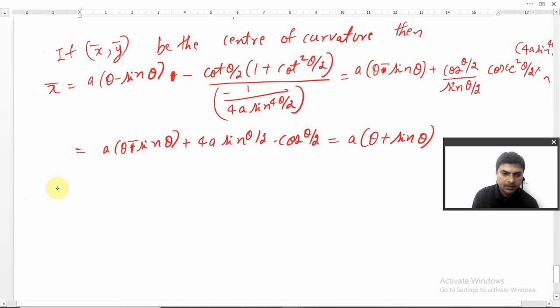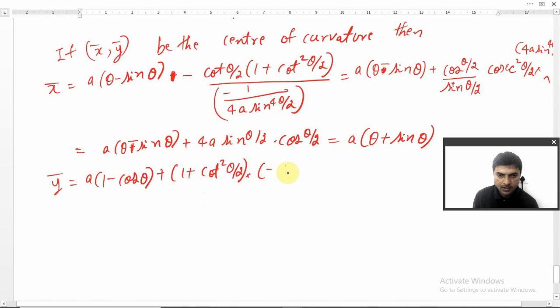Okay. Next, I will take the next formula, y bar. Please remember the formula, students. Y plus 1 plus y1 square divided by y2. So what is y? It is a into 1 minus cos theta plus 1 plus y1 square. So 1 plus y1 square is cot square theta by 2, and next you can see this is divided by y2. y2 we have minus 4a sine raised to 4 theta by 2. That I will take directly as I have done here.